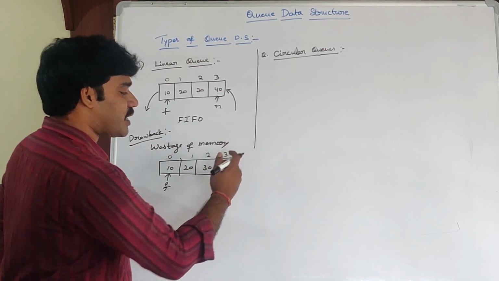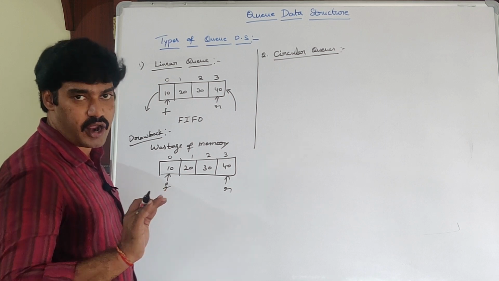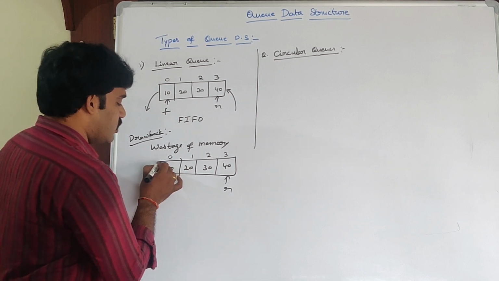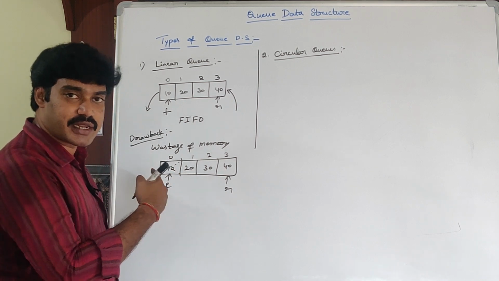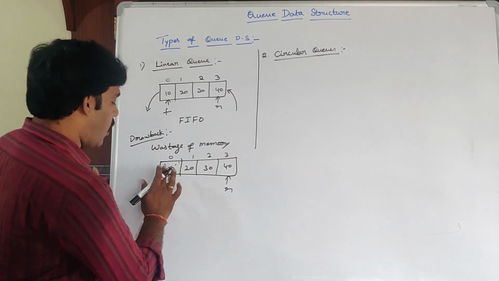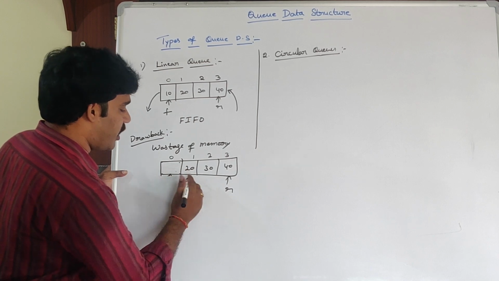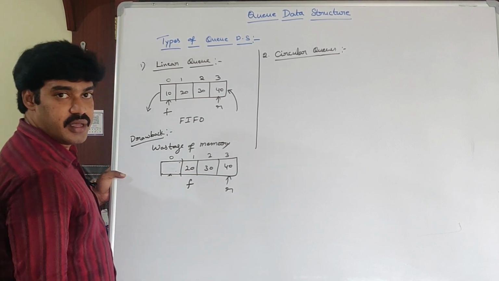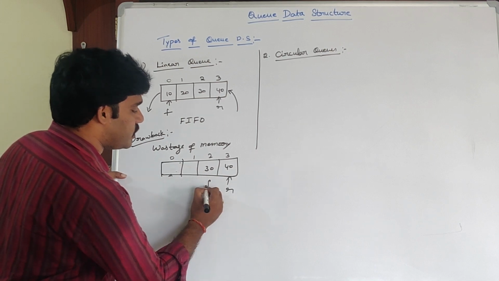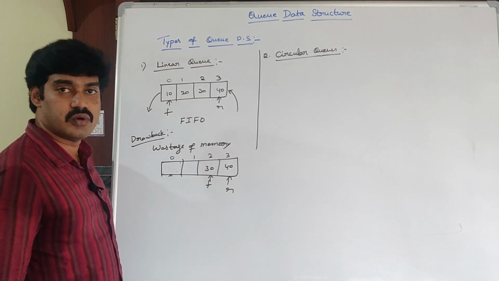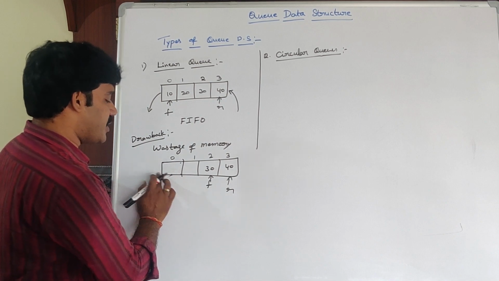Is it possible to insert an element into the queue data structure? Not possible. Next, if I want to delete an element, which element is to be deleted? The first inserted element, that is 10, is to be deleted. After deleting the element 10, now front pointer points to the 20. Next, if I want to delete an element, 20 is deleted, now front points to which one? 30. Assume that this is your queue data structure.